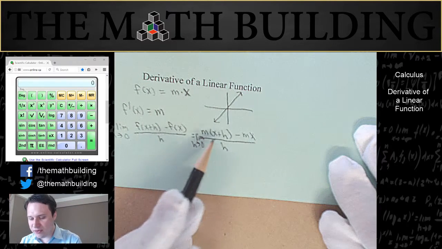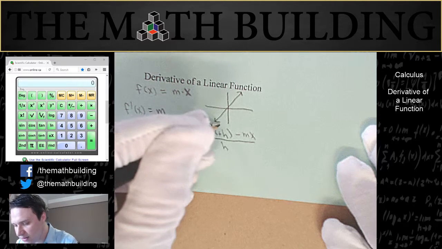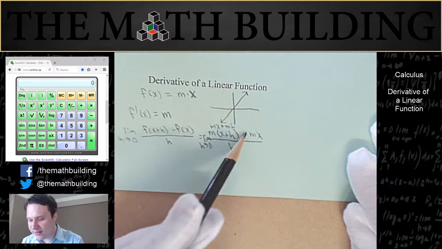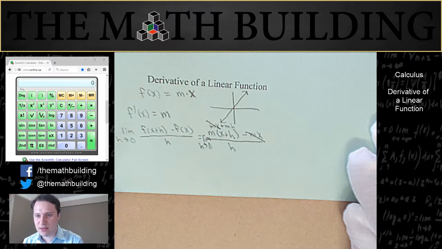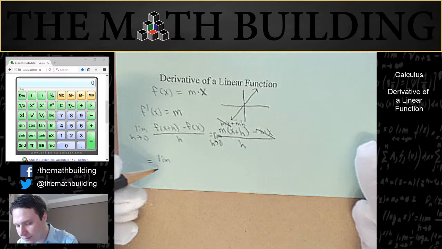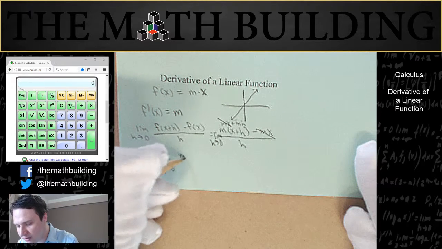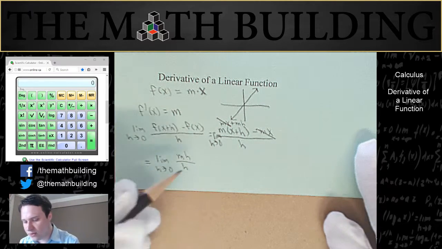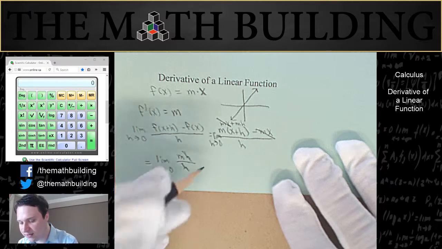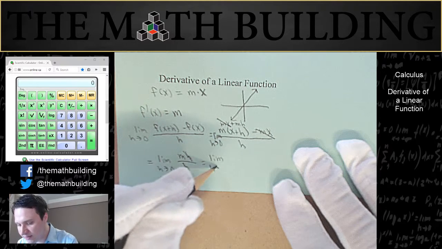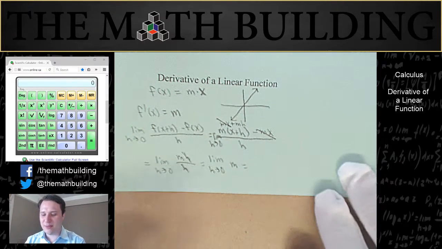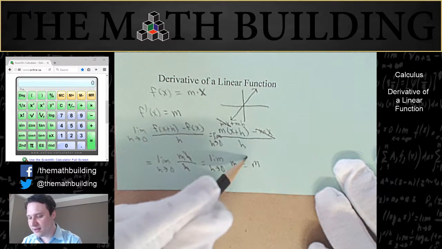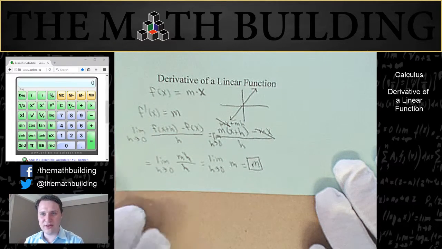If I do the distributive property right here, I would get mx plus mh. And you can see that negative mx would cancel with mx. So basically all I get is m times h on the top, all over h on the bottom, because the only thing that remained on the top was the mh. Before I take the limit, you can see that my two h's cancel. So I take the limit as h goes to 0 of just m, and the limit of a constant as some other value goes to 0 is just going to be the constant. So you can see that the derivative of this function is going to equal m.